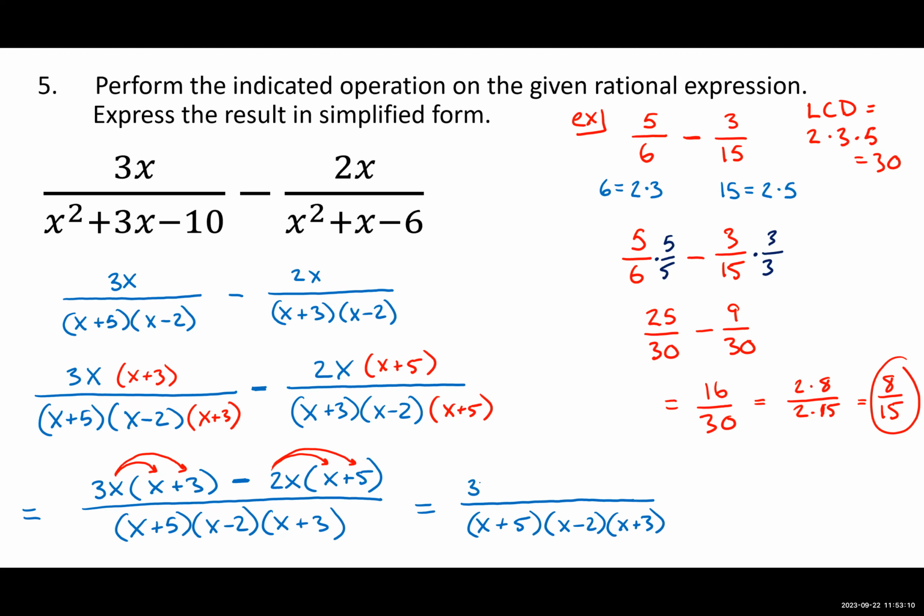So that'll give us 3x squared, 3x times x. Then 3x times 3 will be plus 9x. Then a minus 2x times x will be a negative 2x squared. And a minus 2x times 5 will be a minus 10x.